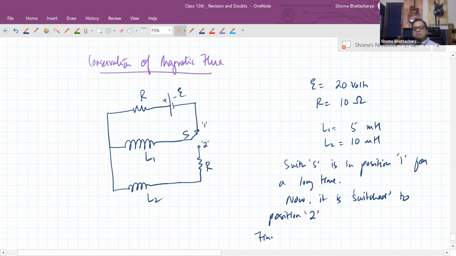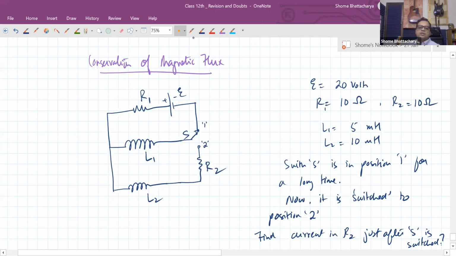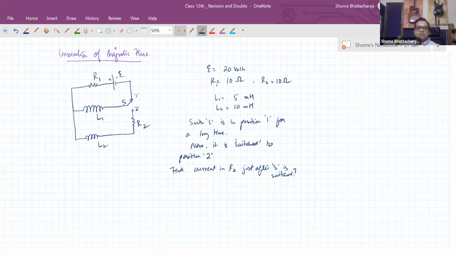So let's take this also as R1. This is R2. So R1 is this much, and let's say R2 just happens to be the same. It doesn't matter whatever R2 is. So find the current in R2 just after S is switched from one position to the other. Just after the switch S is switched from position 1 to position 2, what will be the current in the resistor R2? So here also we will use this conservation of magnetic flux concept.